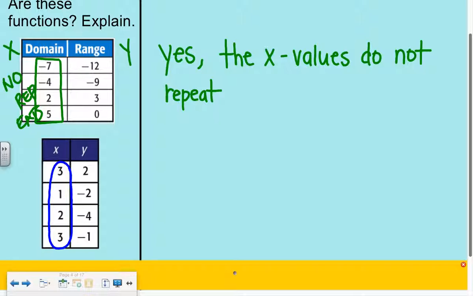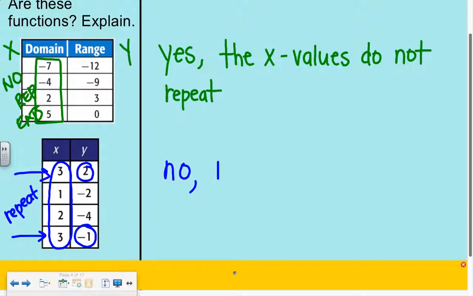Now notice there is a number that repeats in our x's. 3 and 3. This 3 goes to +2. This 3 goes to -1. Now remember, it's a function if for every x value, there's one y value. This time, we have our x value of 3 going to both the 2 and the -1. So this is no, because there is a repeat.